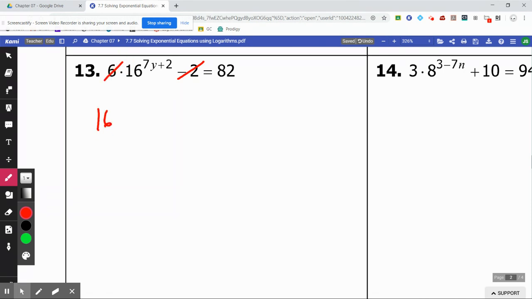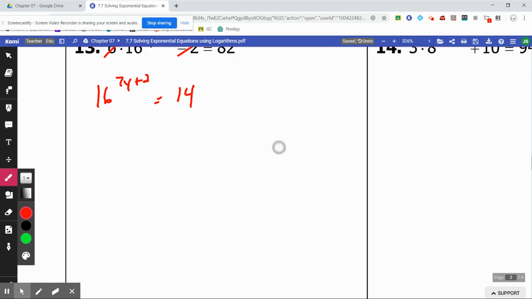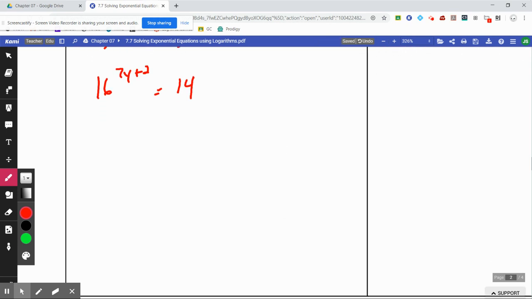Number 13. Get rid of the minus 2 and the times 6. We're going to add 2. That gives you 84. And then divide by the 6 gives you 14. We know that 16 to the first is 16, so therefore our power here is going to be a little bit less than 1. This would be log base 16 of 14 is equal to 7y plus 2.